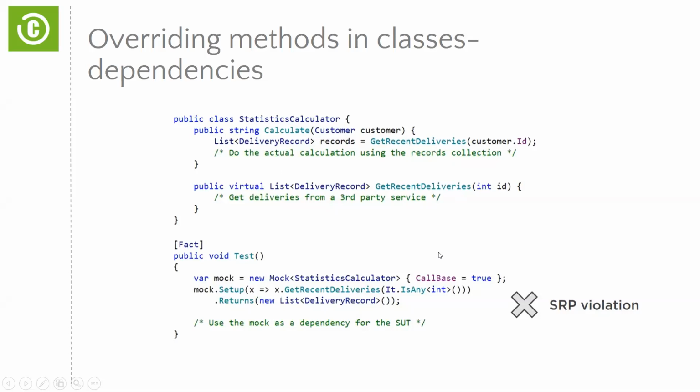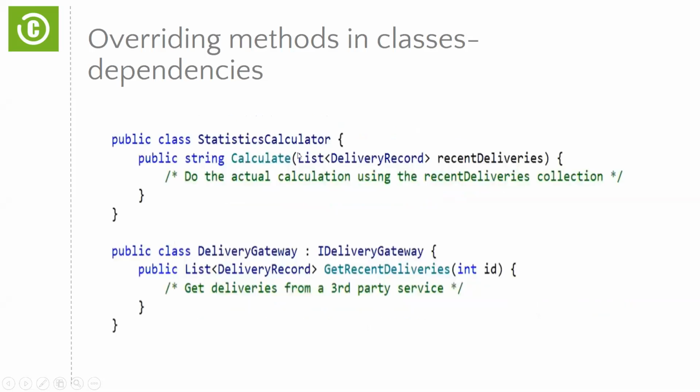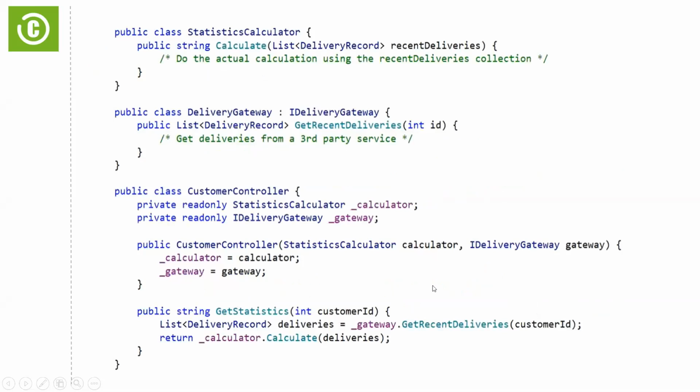So what we can do is split the statistics calculator into two classes. The delivery gateway class that will interact with the third-party service, and then the statistics calculator which will perform the actual calculations. So this is our final code. Now the customer controller class has two instances, the calculator and the delivery gateway class. So it will get the recent deliveries from the third party, and then it will feed those deliveries to the calculator class, and that will perform the actual calculations.